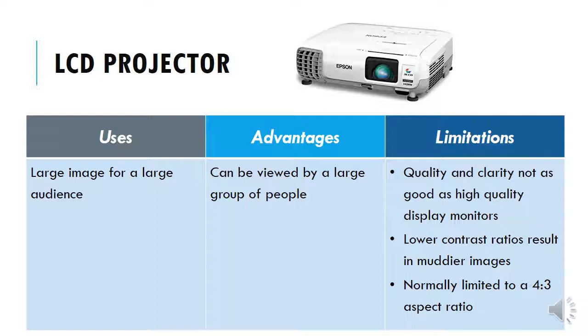Your LCD projector is used when you want to create a large image for a big audience. The advantage is it can be viewed by a big group of people. The limitations are that the quality and clarity is not always as good as high quality display monitors. An LCD projector is much cheaper. Usually they have a lower contrast ratio, which will result in muddier images, and normally it's limited to a 4:3 aspect ratio. That's the ratio of the width of the picture to the height of the picture.